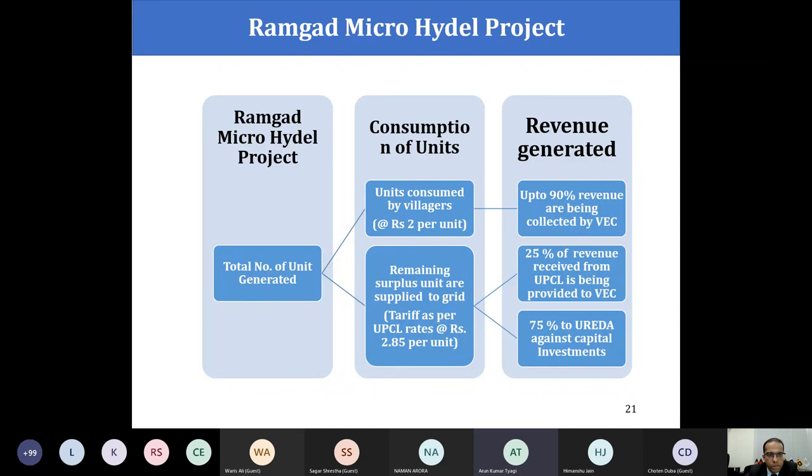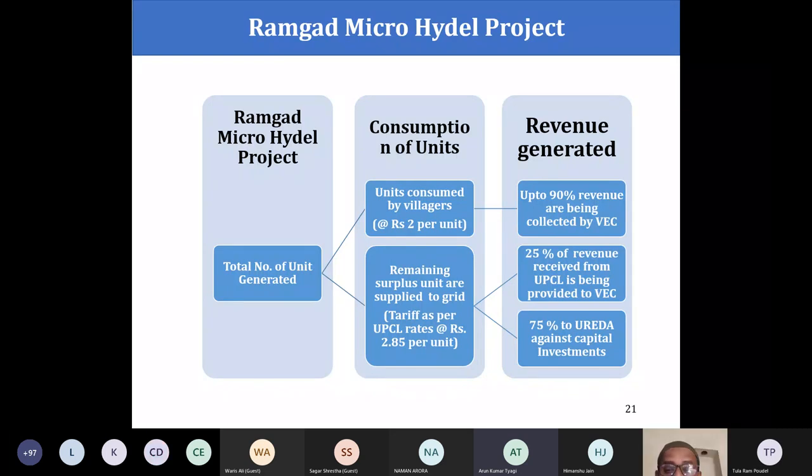In a nutshell, in Uttarakhand, this hilly state of India, we have developed about 61 sites ranging from 20 kilowatt to 200 kilowatt, covering about 187 villages, which are in operating condition. Some of them have now been grid connected, as the grid has reached there.